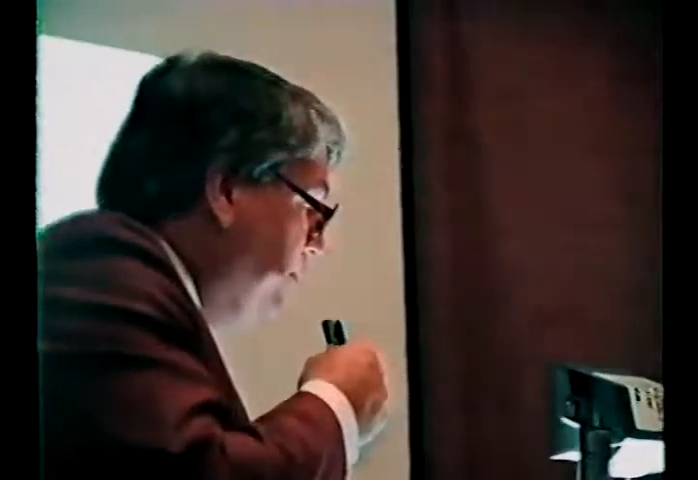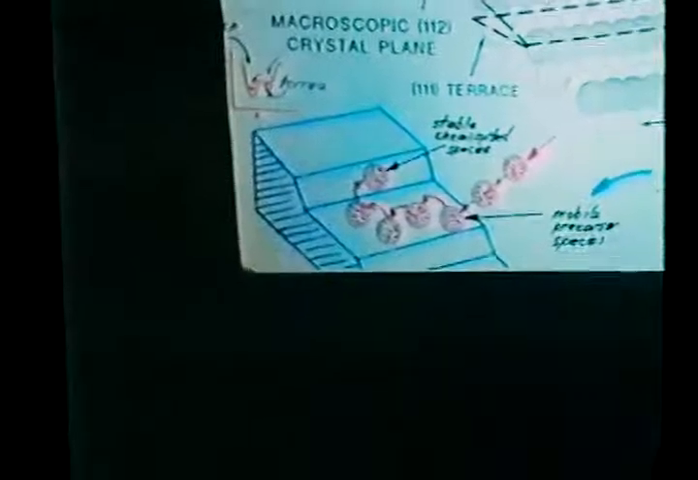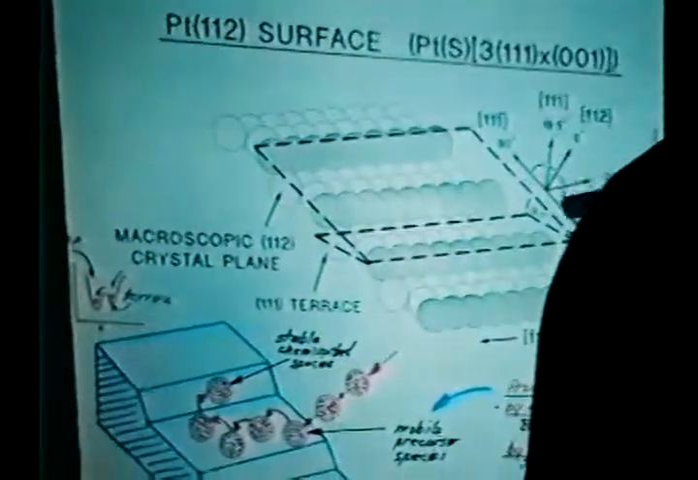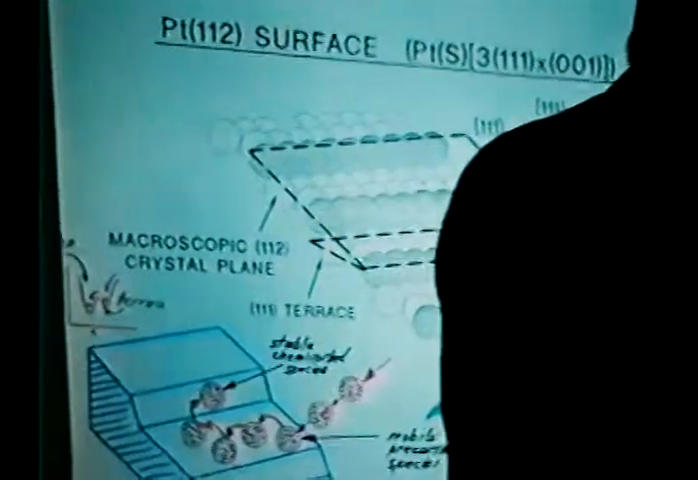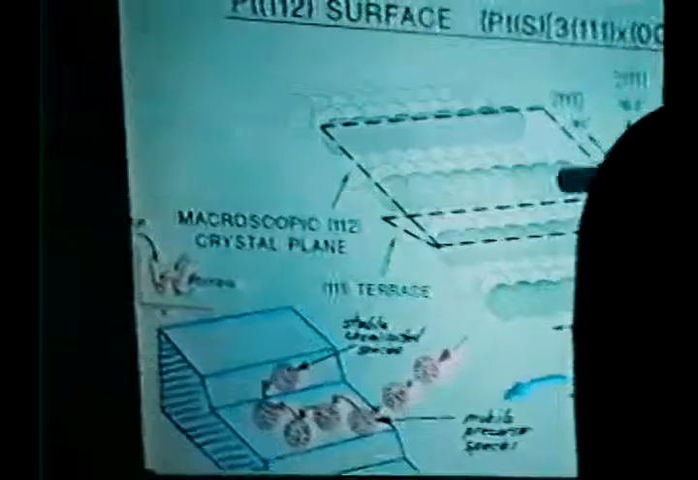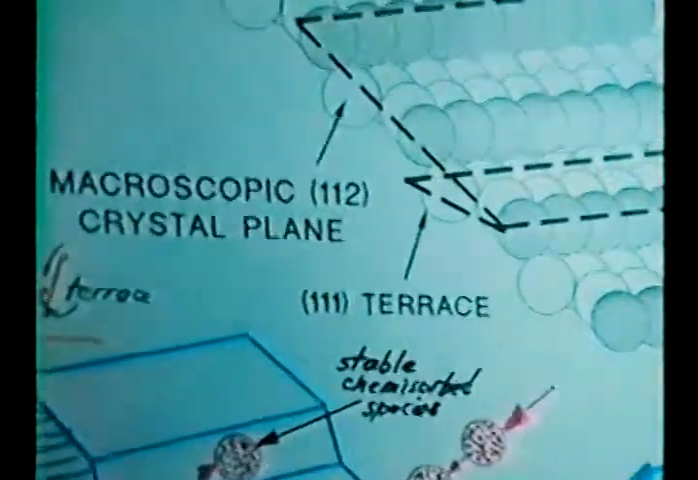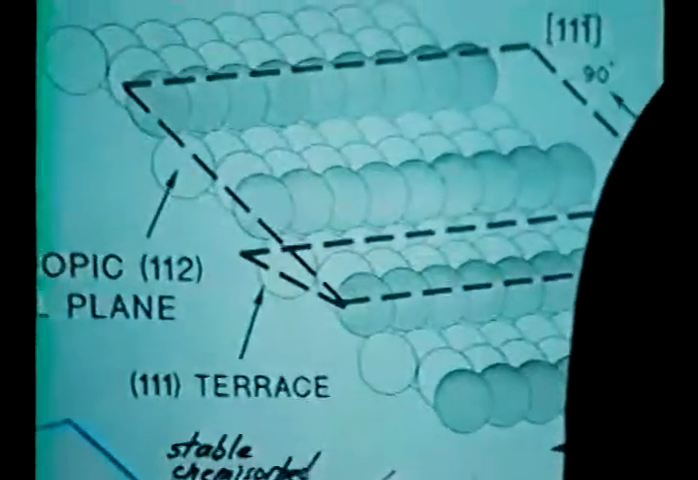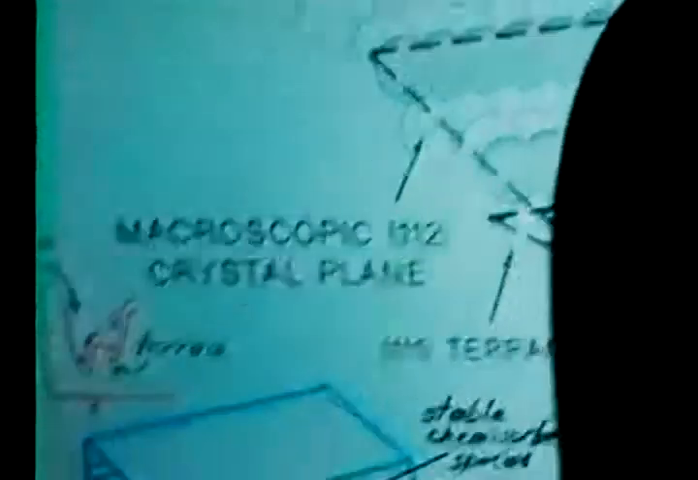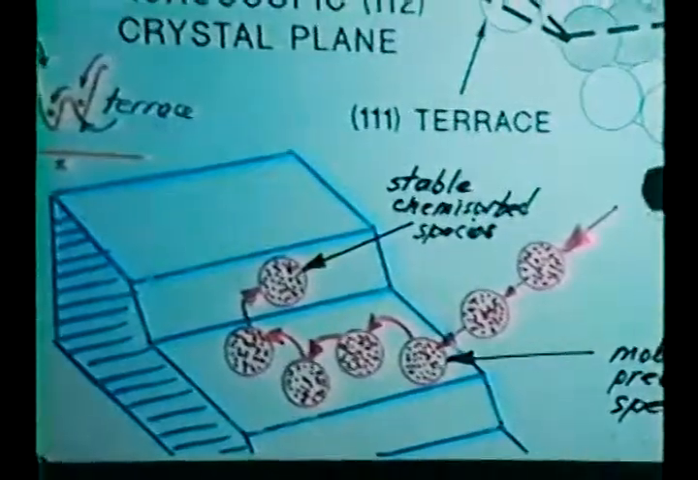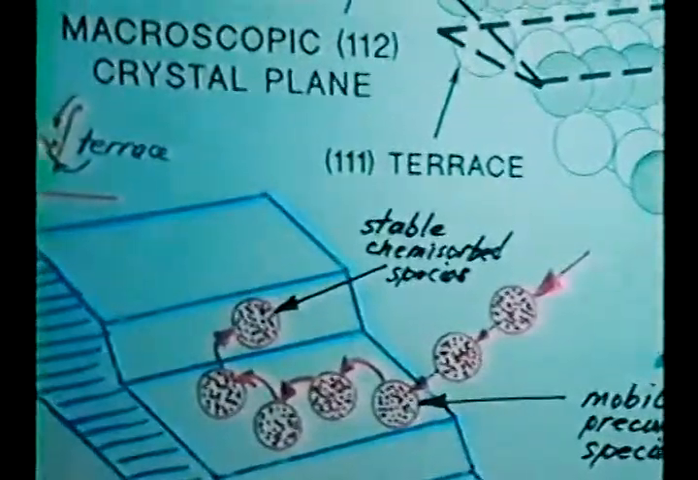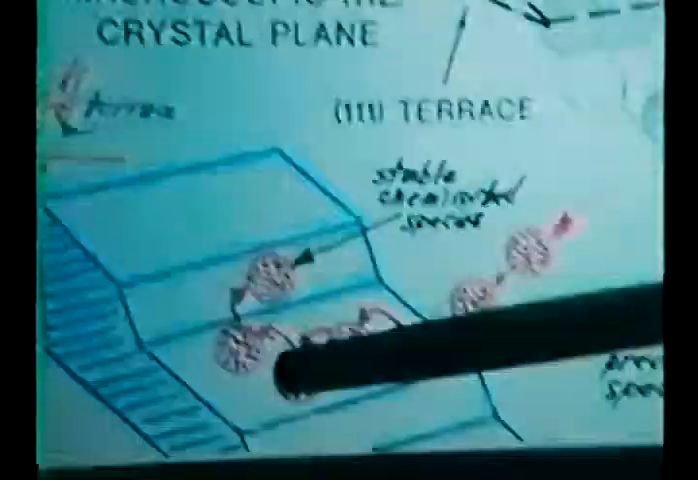Now on platinum 112, we're dealing with a surface where the macroscopic plane of the surface is inclined 19.5 degrees from the terrace planes, which are 111 in orientation. And when we adjust the temperature of the crystal to the correct temperature, a little above 100 degrees Kelvin, nature does a wonderful thing. It allows you to absorb molecules on this complex crystal, but they tend to migrate on the terraces as precursor species of chemisorption.